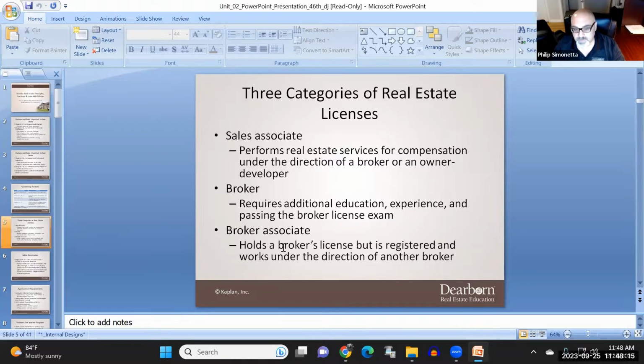Okay. Yep. Go ahead. What's up, Jeff? When it comes to the first one, the sales associate, it says that there should be or must be under the direction of a broker or an owner developer. Do you mind explaining a little bit of the owner developer? Yep, we'll get into that in a little bit. Yeah, yeah. I don't want to confuse you, right?